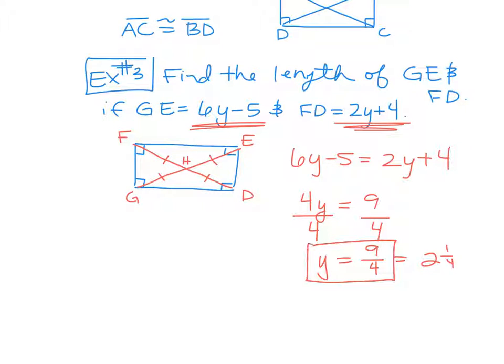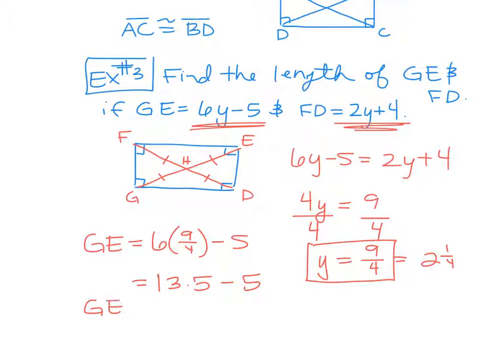So y is 9/4. I want to know the length of each line, so you're just going to plug that in. For GE, it's 6 times 9/4 minus 5. Do you remember how to do that? 6 times 9/4? Multiply across, divide by 4, right? Does that come out to a nice number? So 9 times 6 is 54 divided by 4. We'll just call that 13.5 for now. And then you would just subtract the 5. So GE would be 8.5.